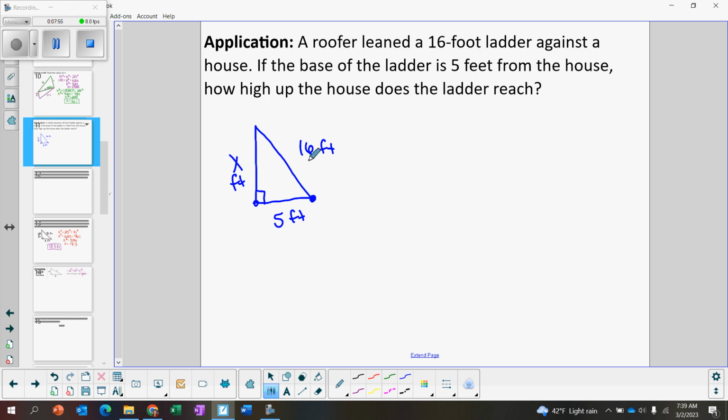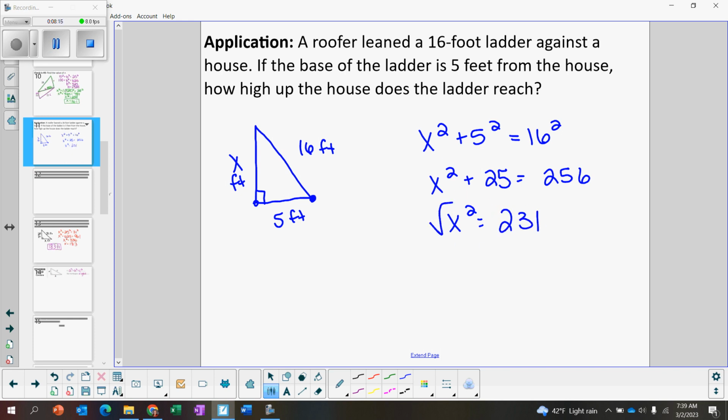And now I know I'm going to have 16 as my C value, x and 5 on my A and B. So x squared plus 5 squared equals 16 squared. So we get x squared equals 231. Take the square root of both sides. We get 15.198. So we would say 15.2. And now it's asking how high up does it reach? 15.2 feet.